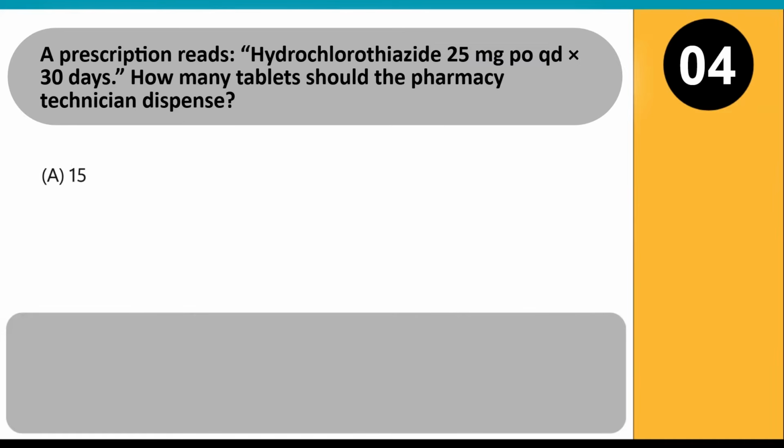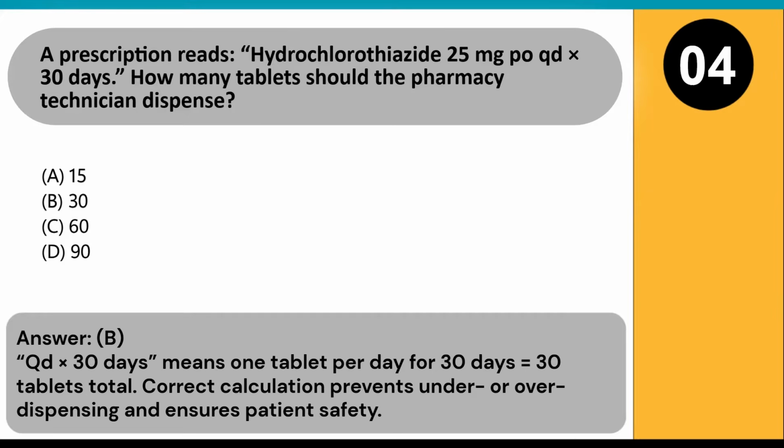A prescription reads, hydrochlorothiazide 25 mg QD times 30 days. How many tablets should the pharmacy technician dispense? A. 15. B. 30. C. 60. D. 90. Answer, B. QD times 30 days means 1 tablet per day for 30 days equals 30 tablets total. Correct calculation prevents under or over dispensing and ensures patient safety.